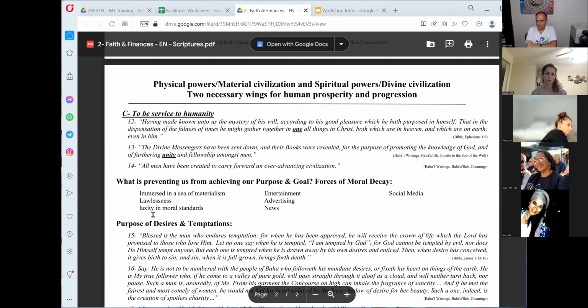Having made known unto us the mystery of his will according to his good pleasure, which he hath purposed in himself, that in the dispensation of the fullness of times he might gather together in one all things in Christ, both which are in heaven and which are on earth.